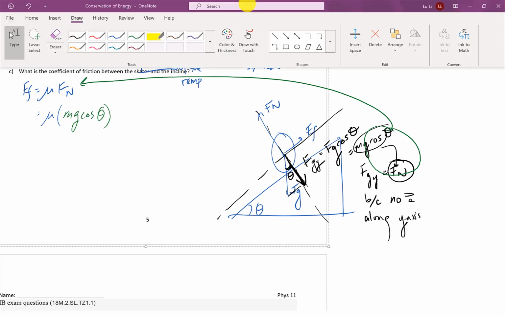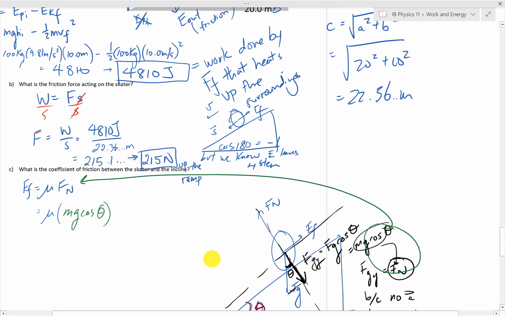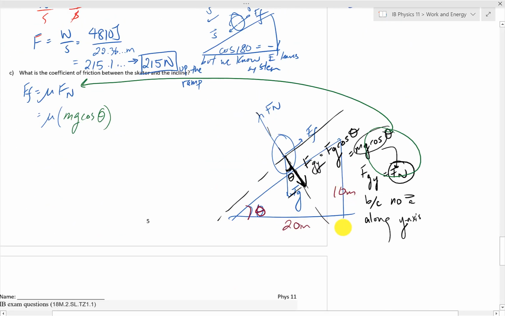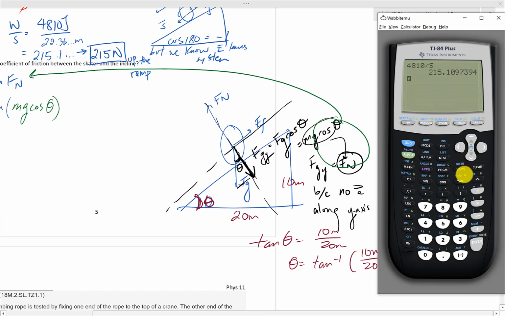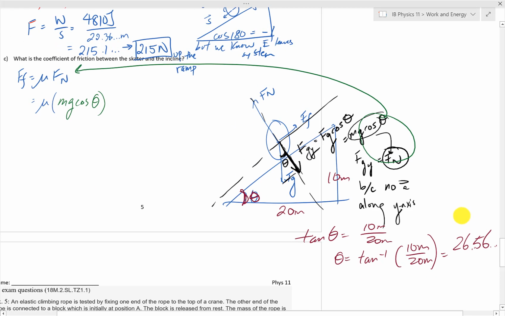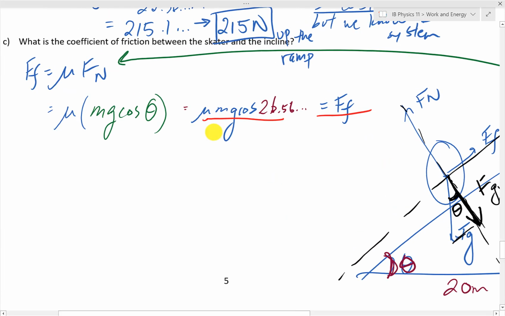Now we need the theta value, and to find it, we need to use our triangle here. And we know the bottom is 20 meters, the side is 10 meters. We can use tangent to solve for that. So inverse tan of 10 divided by 20 is going to give us an angle of 26.56 degrees, which then we can put into cosine theta over there in our equation. So then we can rewrite that out. And then what we're going to do is solve for mu, which means we need to divide both sides by mg cosine 26 to isolate for mu.